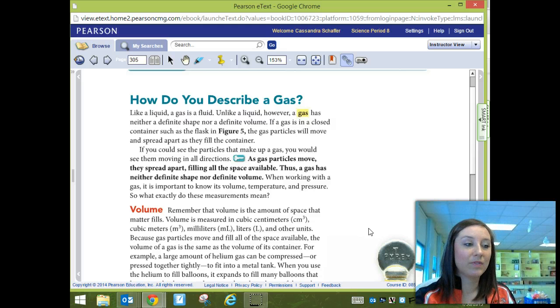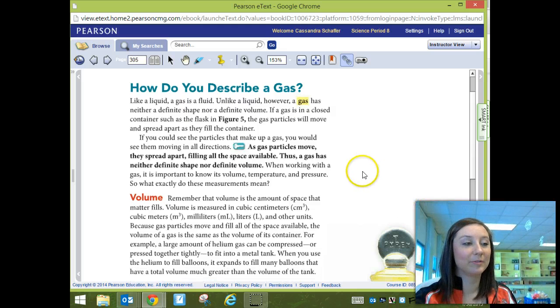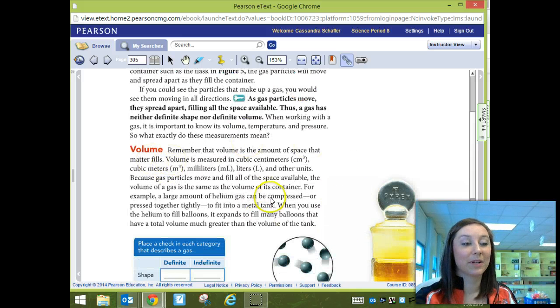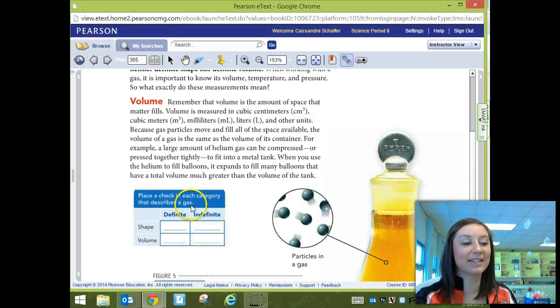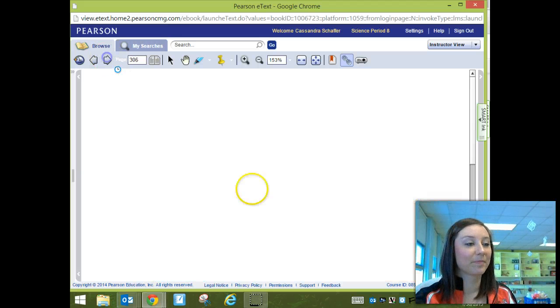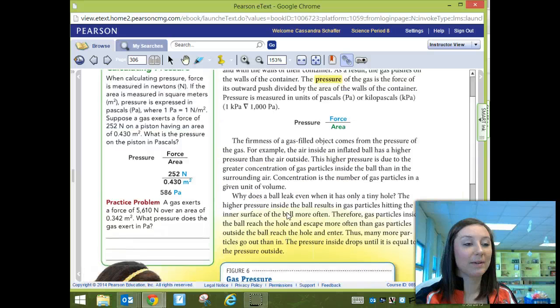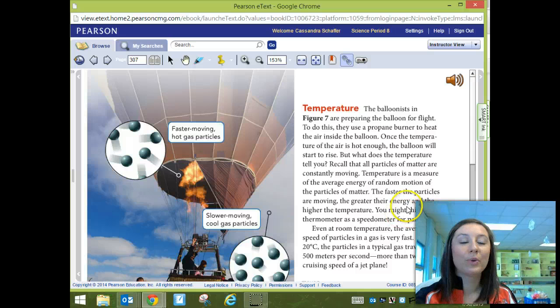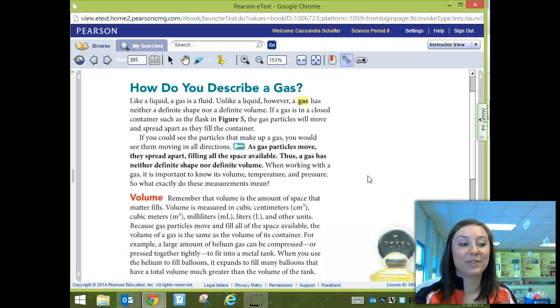So let's go ahead and preview some of our text features in order to see what we're going to be reading about. How do you describe a gas? Okay, volume, so we're going to be kind of reviewing volume a little bit. I can see that there's another one of these boxes. Some of you have chosen to do these boxes in your book. This is really good practice for you. And now, we're talking about pressure here, and we're not even going to go on to this page, and we're also not going to talk about temperature. We'll talk about temperature actually in our next section, so we're going to hold off on this. So we just have this one page to read.